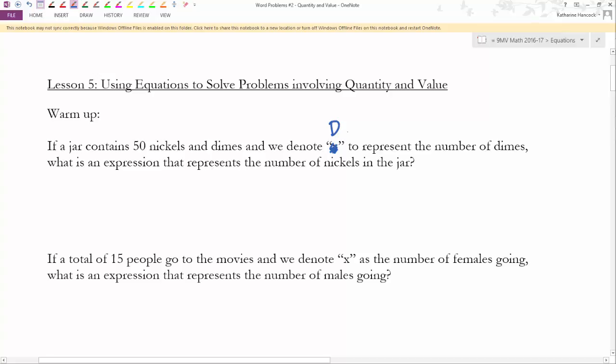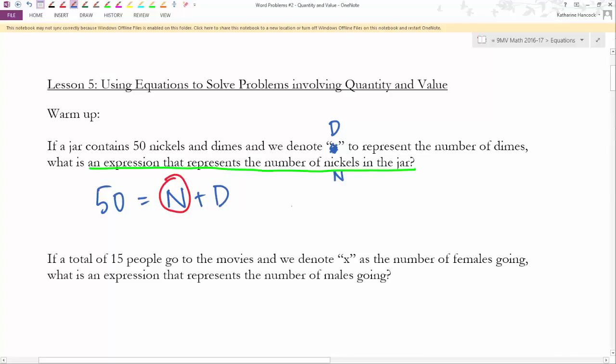If we denote D to represent the number of dimes, what is an expression that represents the number of nickels in the jar? So we're looking for the number of nickels. I'm going to call that N. So let's see what they told us. It told us that we have 50 nickels and dimes. So 50 is going to equal the number of nickels plus the number of dimes. But what did they ask for? They asked us to find an expression that represents the number of nickels, which is basically saying solve for N.